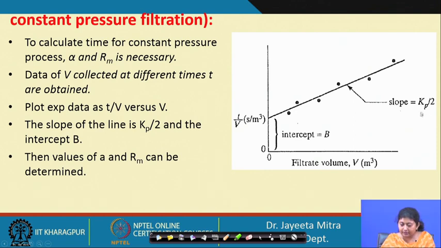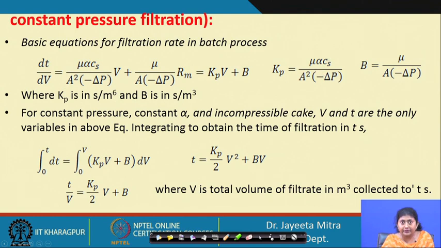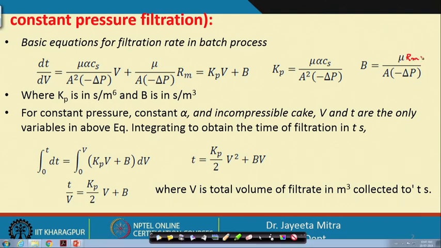And since Kp by 2 and B are related with alpha and Rm, as we have seen in the previous equation, Kp is equal to mu into alpha Cs by A square into minus delta P, and B is equal to mu divided by A into minus delta P, multiplied by Rm. Since delta P is constant and the area is known to us, we can get the alpha value, and the Rm value from mu into Rm divided by A into minus delta P. So, this way we can calculate.